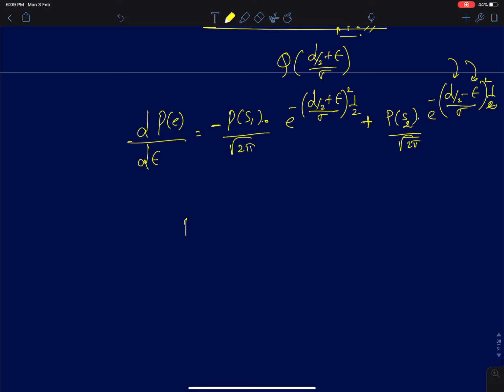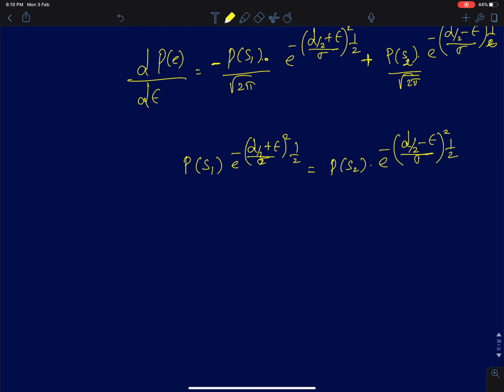So finally, you will get an expression like this: probability of S1 times e power minus (d by 2 plus epsilon by sigma) the whole square into half is equal to probability of S2 times e power minus (d by 2 minus epsilon by sigma) the whole square by half. Again, I will take ln, log to base e, on both sides. So I am going to get ln of probability of S1 by probability of S2. Okay, and I will take this term to this side.